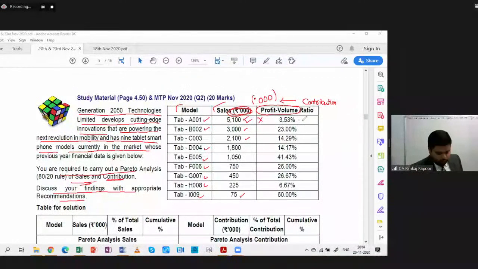5100 into 3.53. I need your participation as well. Quickly tell me, what is the contribution? Yes, correct. 180. Good. You can round off.